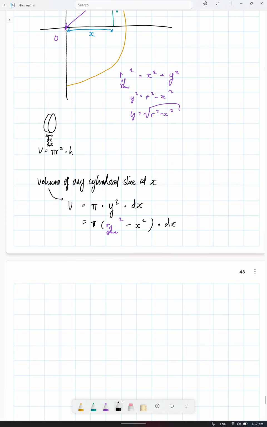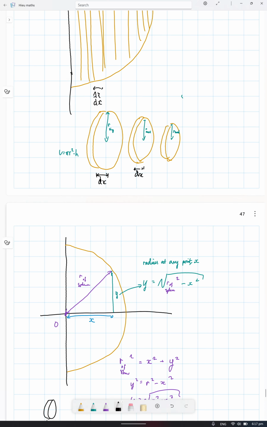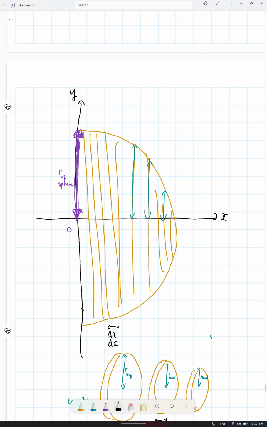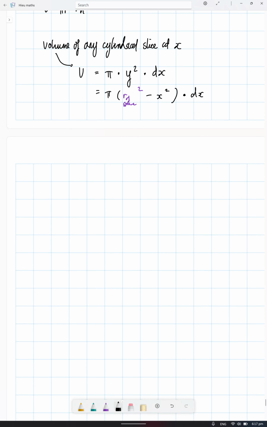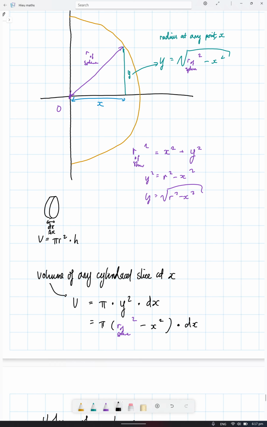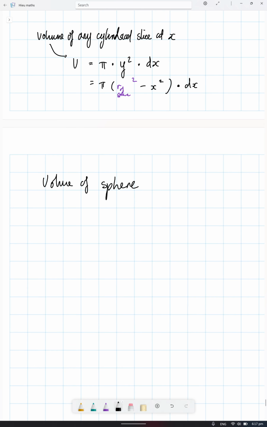Okay, and now we just need to summate it. We just need to sum all these little cylinders up to make a hemisphere. So therefore, the volume of the sphere, and remember, we're only doing a hemisphere. How many hemispheres are in a sphere? 2. So we need 2 multiplied by the volume of the hemisphere we're going to do. Well, actually, no, let's do volume of hemisphere first. Let's just keep your confusion away.